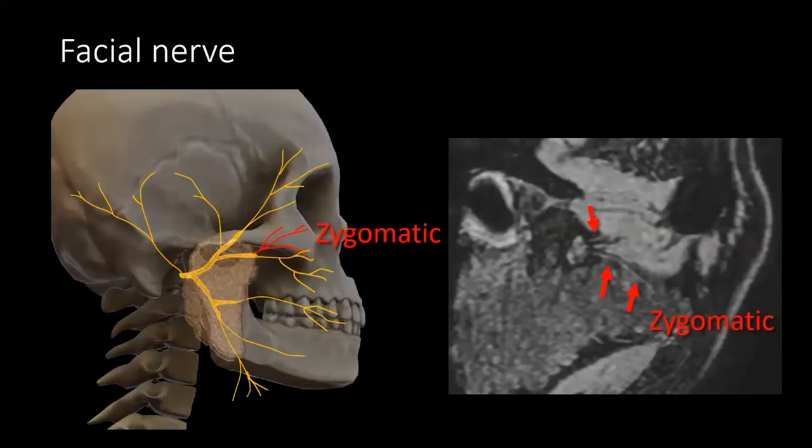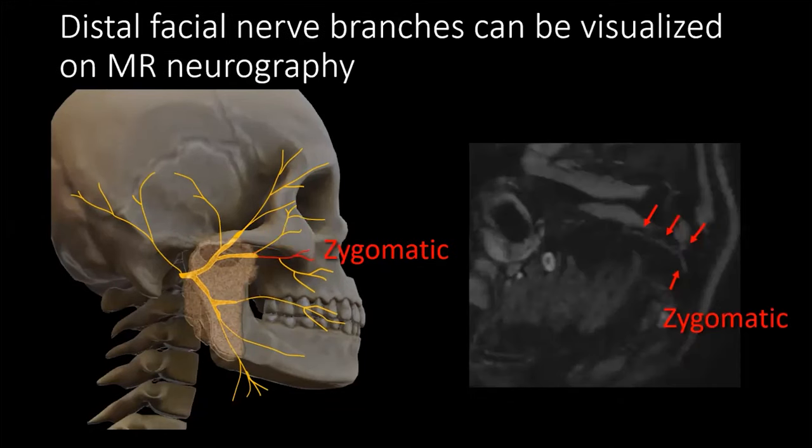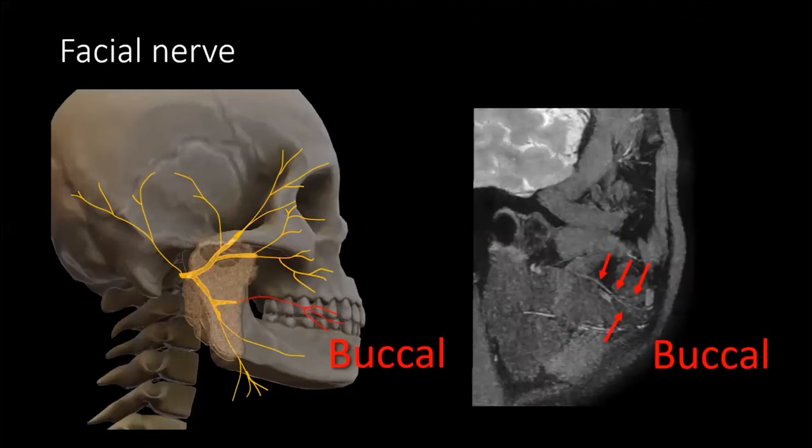And we can see each of these individual branches. And not only can we see the branches, we can see the branches of the branches. Here you can see this trifurcation of the zygomatic nerve along the zygomatic arch and malar eminence. Here you can see this very distal bifurcation of another branch of the zygomatic portion of the facial nerve. Here you can see the buccal nerve, and the same pitchfork trifurcation that you can see on the anatomic images. You can also visualize it on the MR neurography itself. So we are able to visualize the incredibly distal portions of these branches of the facial nerve.